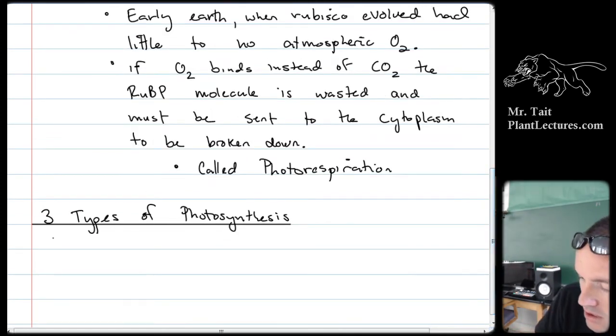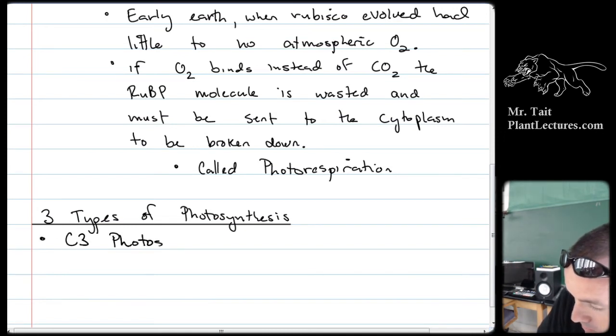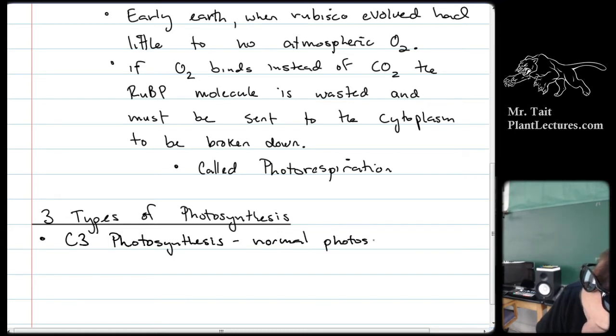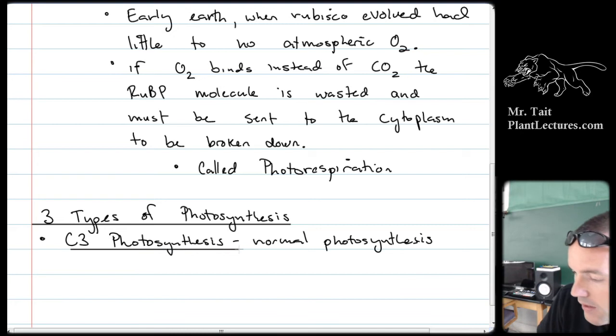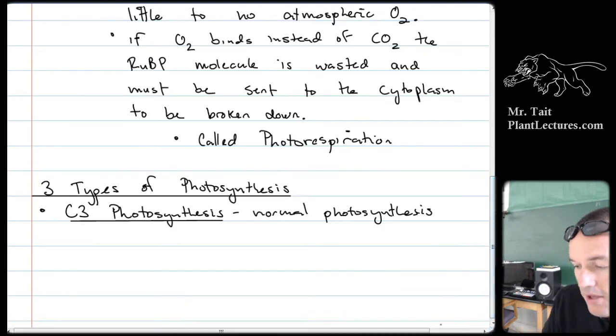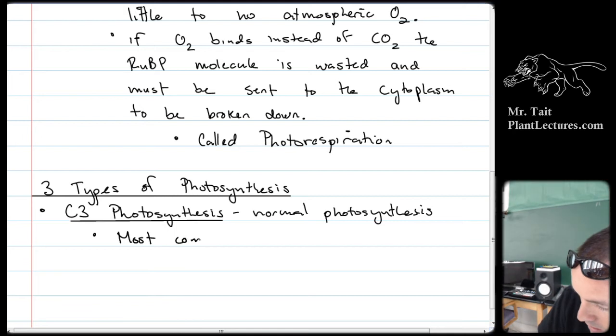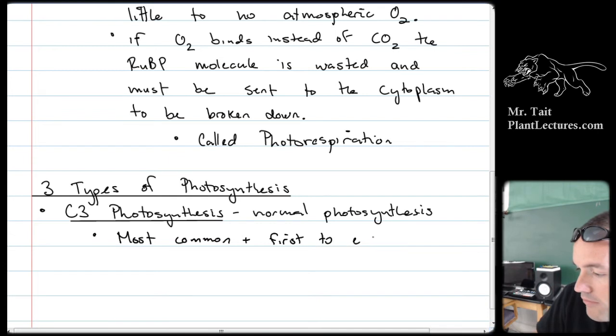Type 1. We won't talk too much about it because you guys know about it already. It's called C3 photosynthesis. And this is the normal kind. In other words, the kind that we've been learning about the whole time is C3 photosynthesis. Okay? It's got the light reactions, it's got the Calvin cycle, uses Rubisco. Okay? This was the first to evolve and most common.